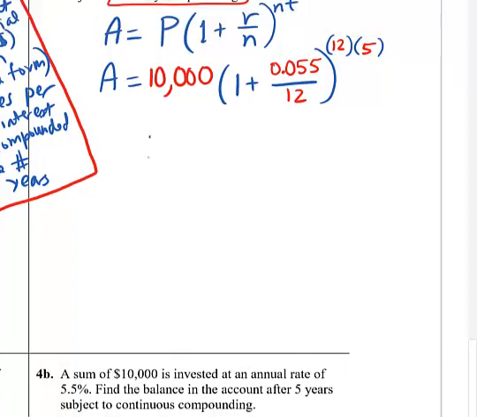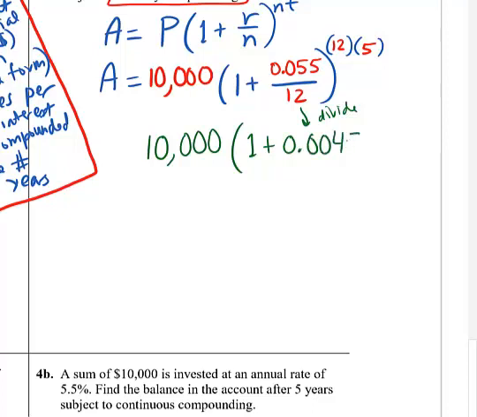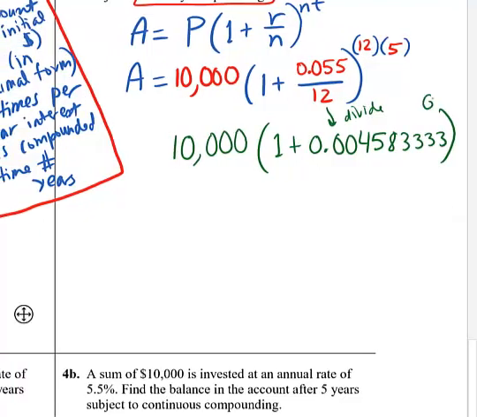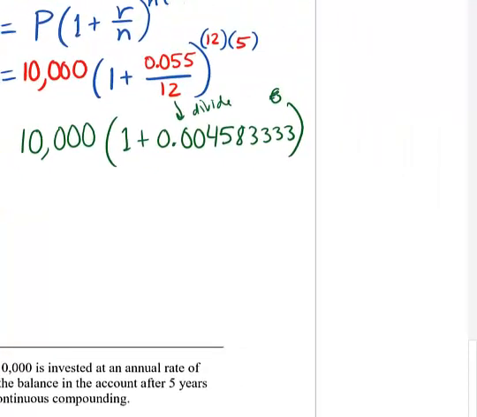All right. And this one, if you want, you can do it in stages, which is what I like to do, just so I don't mess it up. 1 plus, okay, I'm going to divide these first. 0.055 divided by 12. I'm going to see how that looks. 0.00458333. That's what I'm getting. And then to the power of, oops, sorry, 60, because 12 times 5 is 60.